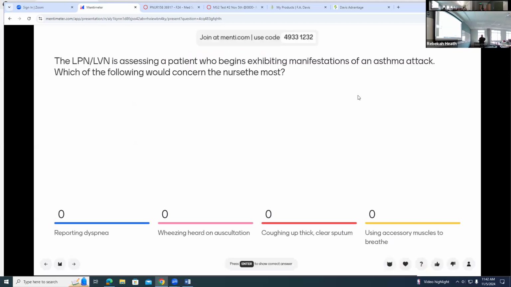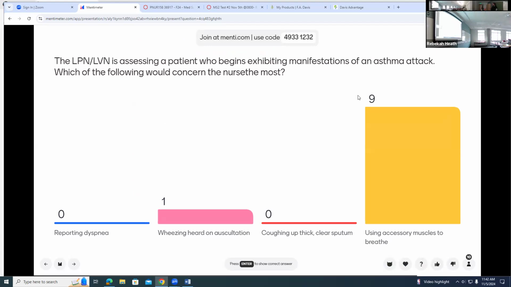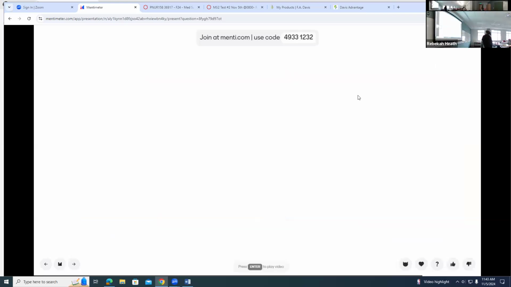The LPN is assessing a patient who begins to exhibit manifestations of an asthma attack, which concerns us the most: dyspnea, wheezing, sputum, and using accessory muscles to breathe. Look how good you guys are at using accessory muscles, right? That tells us that we're really struggling to get our air.